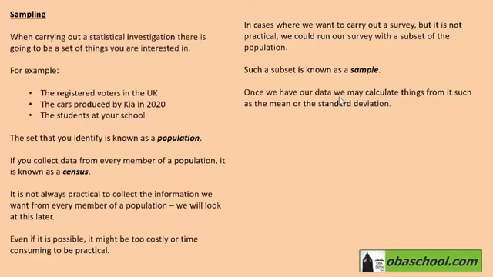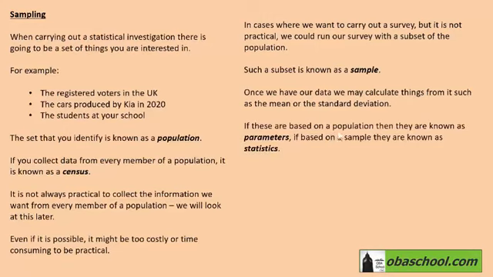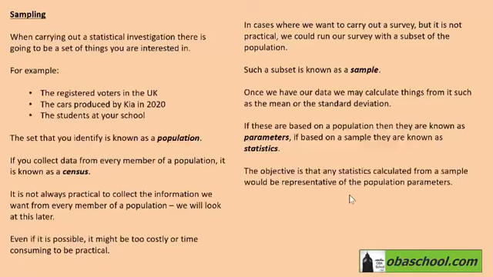Once we have our data, we may calculate things from it, such as the mean or the standard deviation. If these are based on a population, then they are known as parameters, and you often hear people refer to population parameters. If based on a sample, they are known as statistics. The objective is that any statistics calculated from a sample would be representative of the population parameters. If a sample is not representative of a population, it is said to be biased.